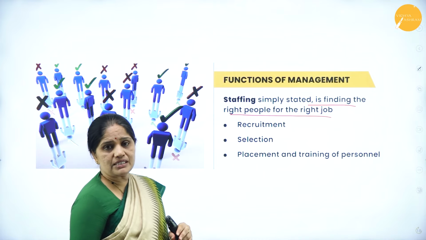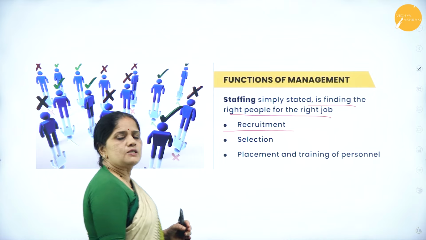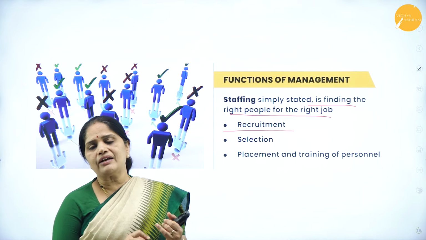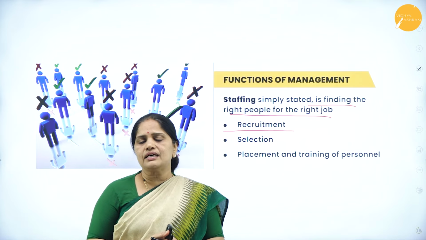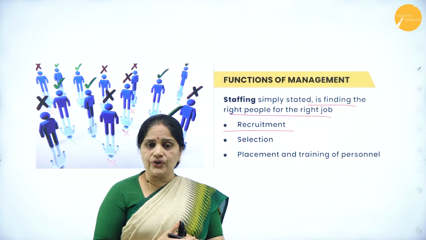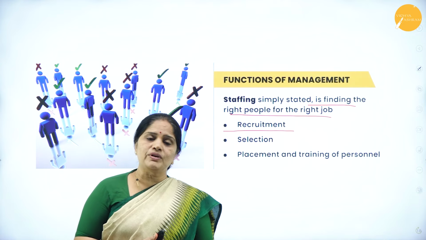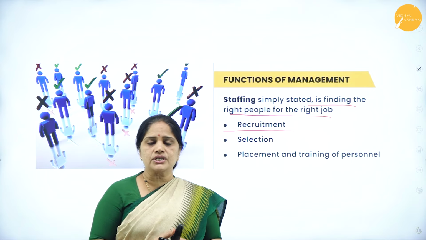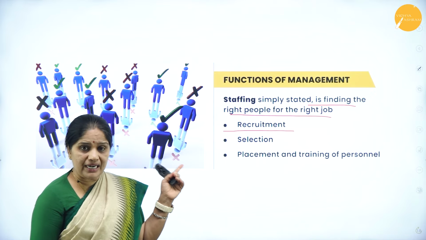So what are the elements of staffing? The first one is recruitment. So what is this process of recruitment? Recruitment is putting an advertisement in the paper or the television or the internet or any other form of social media to attract applications for the organization. You are telling people that there are vacancies to be filled up in the organization, and anybody who has the necessary qualifications, he or she can apply. So we call this the recruitment process.